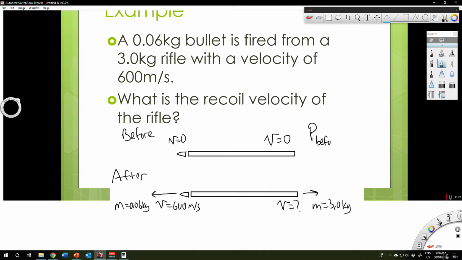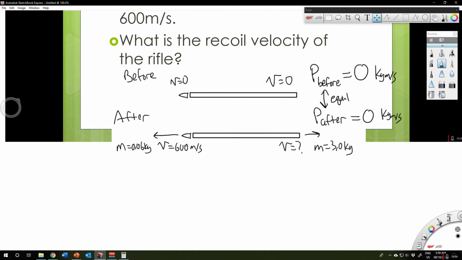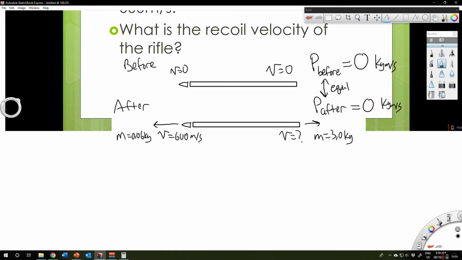Now this is great because we can show that the momentum before is really easy to calculate. Because nothing is moving, the momentum before has to be 0 kilogram meters per second, which is awesome because now when we calculate the momentum after the bullet explodes, because the momentum before and after have to be equal, the momentum after also has to equal 0 kilogram meters per second. Now some of you might be wondering, how's that possible? Because in the after case, the bullet is moving this direction, the rifle's moving that direction, so they have some momentum.